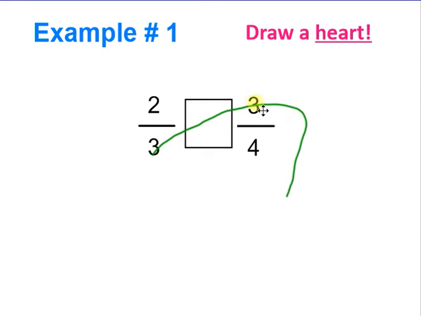So 3 times 3 is 9. And then I'm going to draw the other side of the heart. 4 times 2 is 8. So now, make a sign, less than, greater than, or equal, for 8 and 9. And your sign should be this, and that is the correct sign. And it's as easy as that.